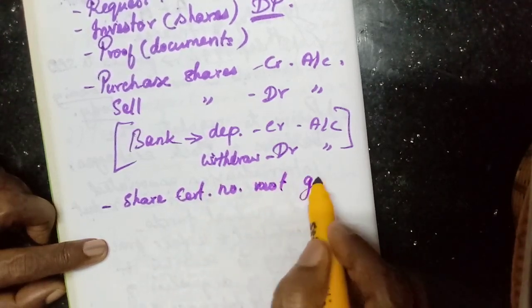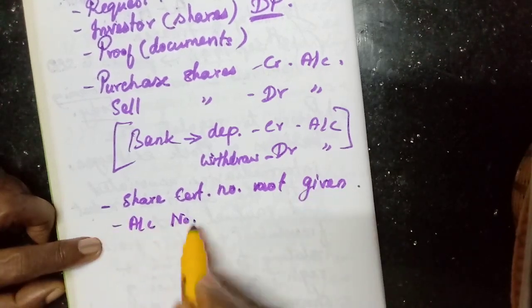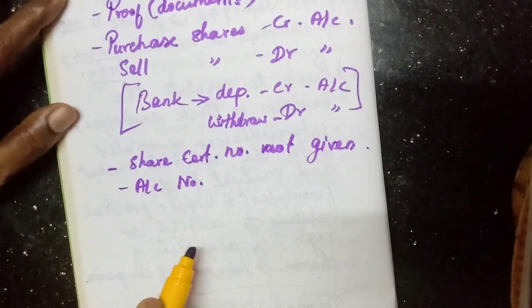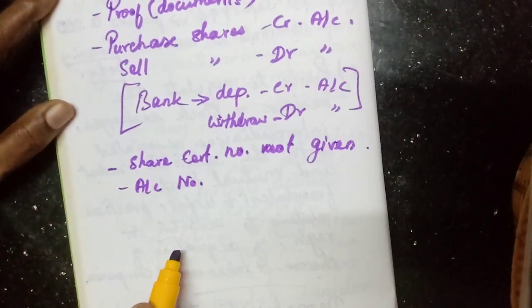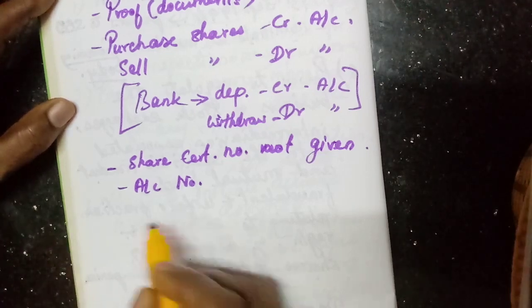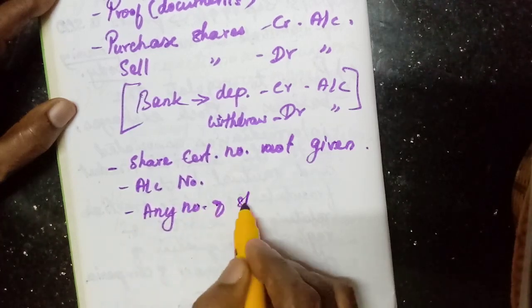Okay, not given, but the demat account number will be there. The account number is there, but the distinctive number of the share is not mentioned. We can purchase any number of shares. Any number of shares can be purchased.